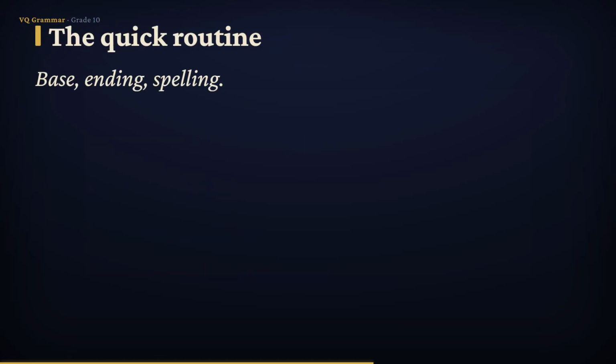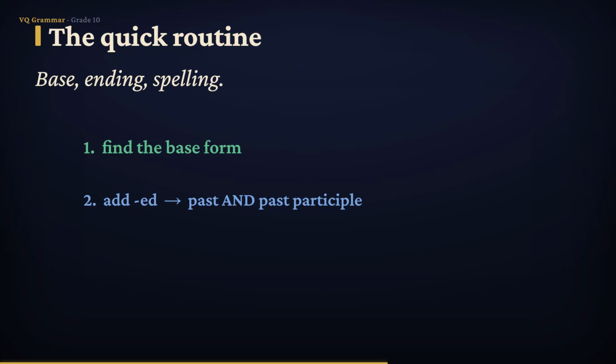Let's fold the whole lesson into a quick routine you can run in your head. Step 1. Find the base form of the verb. Step 2. For a regular verb, add the ending to make both the past and the past participle. Those two are twins, spelled alike. Step 3. Check the spelling before you write. Does the base end in a silent E? Drop it. Is it one syllable with a short vowel and a single consonant? Double it. Does it end in a consonant plus Y? Change the Y to an I. Run those 3 steps and regular verbs will never surprise you.